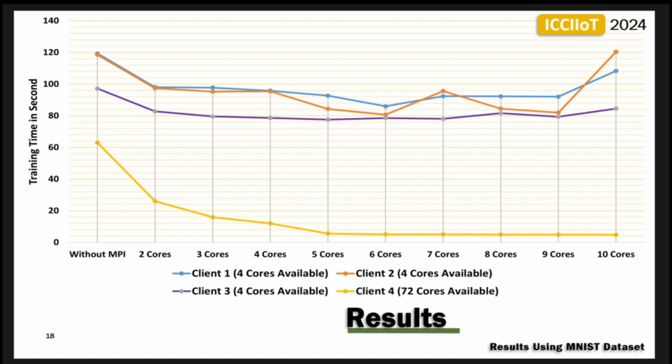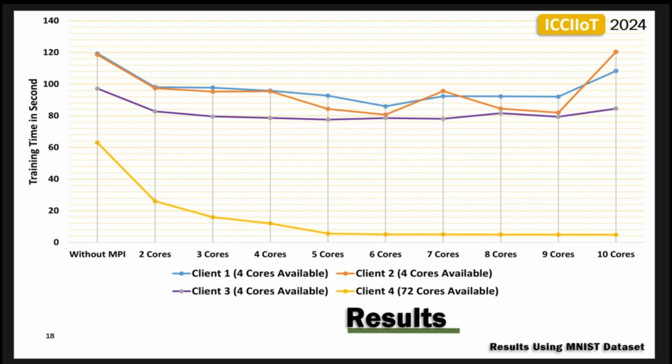Client 4, with 72 cores available, significantly reduced the training time as more cores were utilized, particularly between 2 and 6 cores. The training time for client 4 drops sharply from around 63 seconds to about 5 or 4 seconds at 6 cores, and it remains low as the number of cores increases.